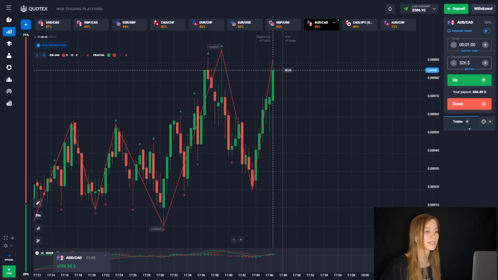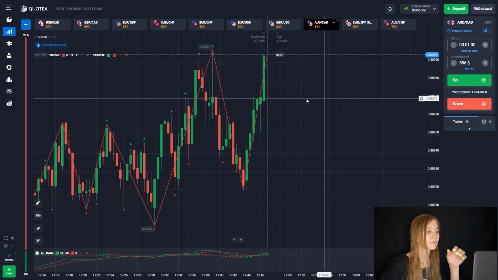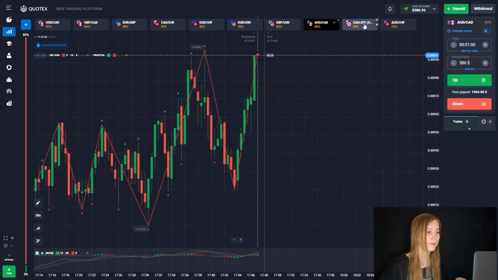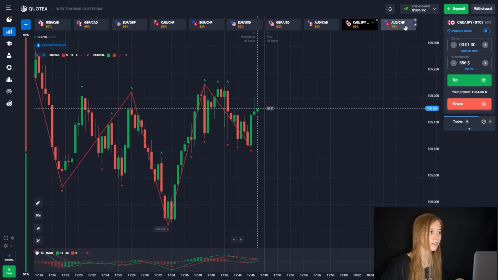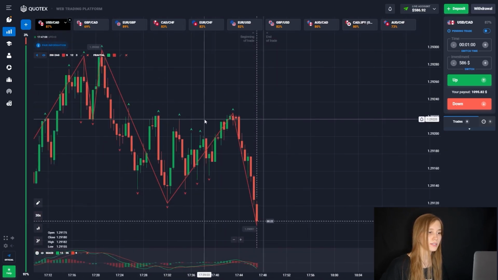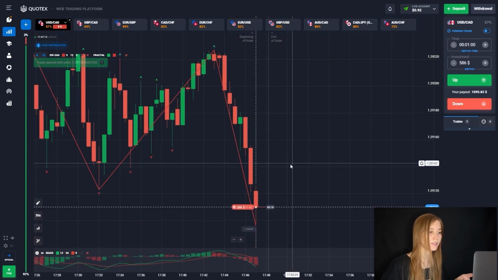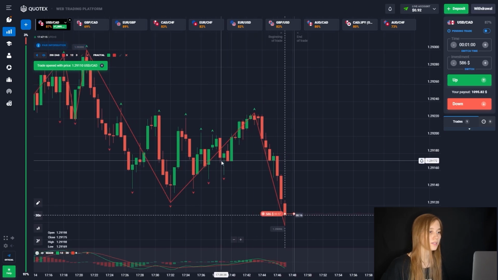Good. Last deal, we already have almost $600 on our balance. And change the trade path. Look, we see a down moment. I think here we immediately bet on a fall down.